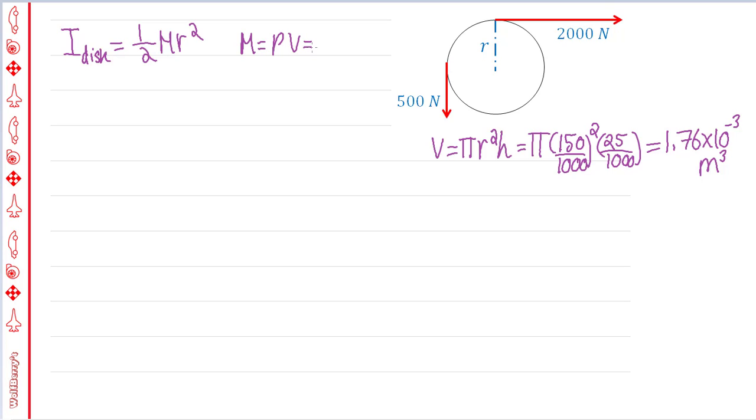Now, let's plug this value back into our m equals rho v equation. The material is carbon ceramic. It has density of 2450 multiplied by 1.76 times 10 to the minus 3, this value we just found. That gives you a mass of 4.32 kilograms.